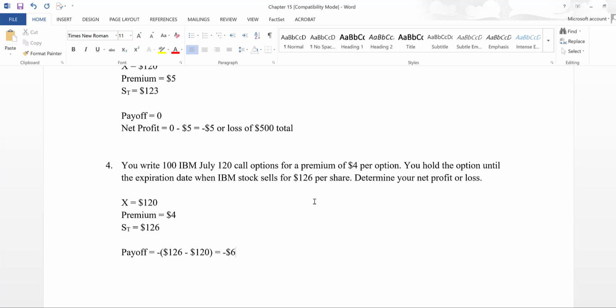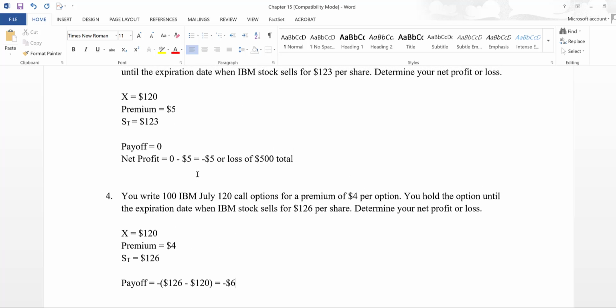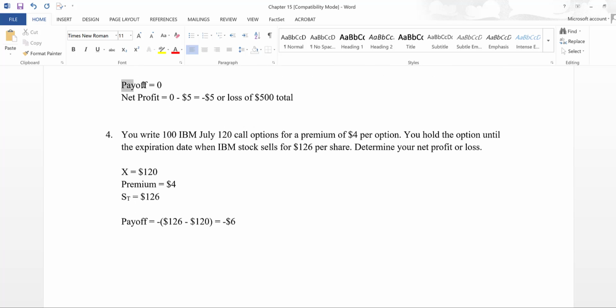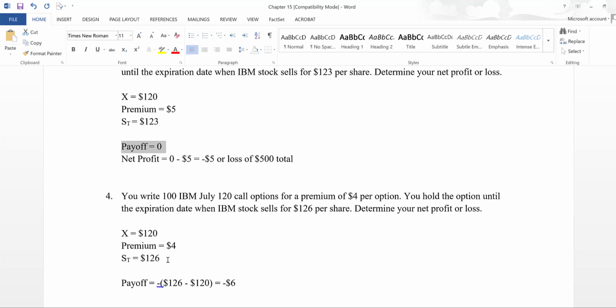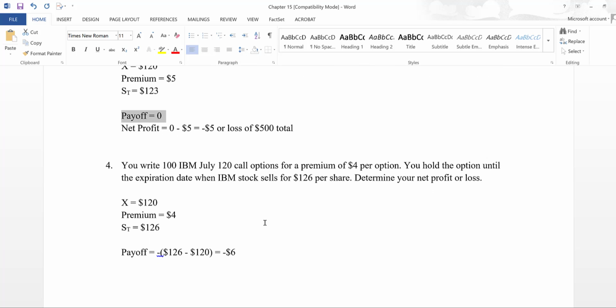The buyer has the right, right? The buyer can choose whether to exercise the option or not exercise the option. So the payoff for the buyer can never be negative, right? So it's 0 here, it's +6 here. Because of that right, the buyer's payoff can never be negative, and therefore the writer's payoff can never be positive. The writers are in this transaction for the premium.